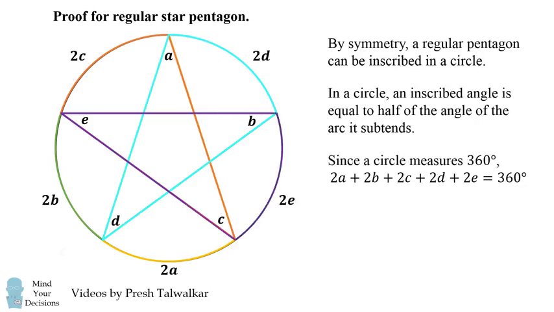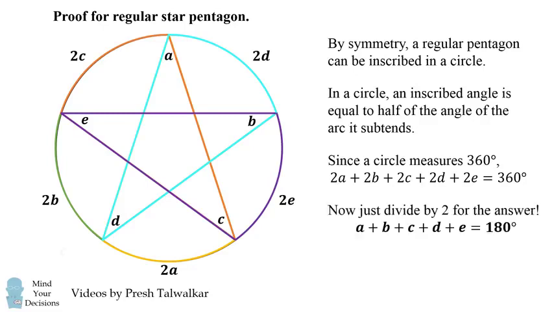Since a circle measures 360 degrees, the sum of all of these arcs, which will be 2A plus 2B plus 2C plus 2D plus 2E, will equal 360 degrees. Now we just divide by 2 to get the answer. A plus B plus C plus D plus E will equal 180 degrees. So this is a valid proof for a regular star pentagon. But it's not necessarily true for any pentagon because it may not be able to be inscribed in a circle.